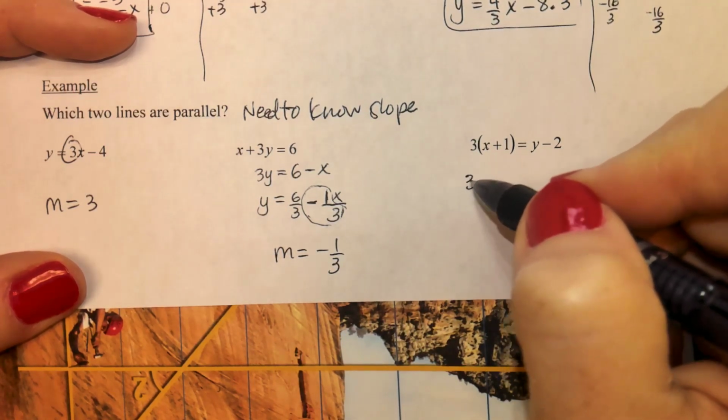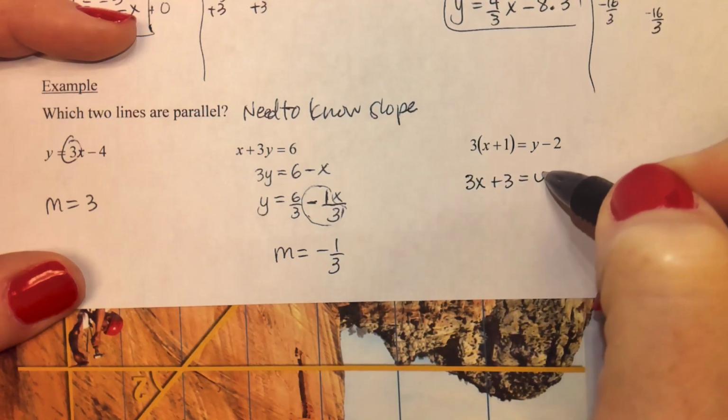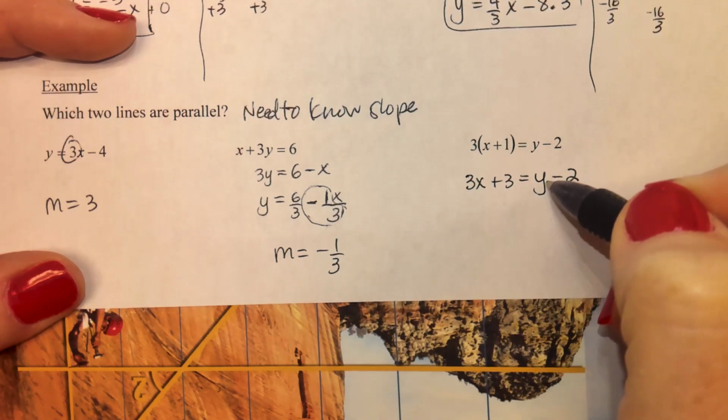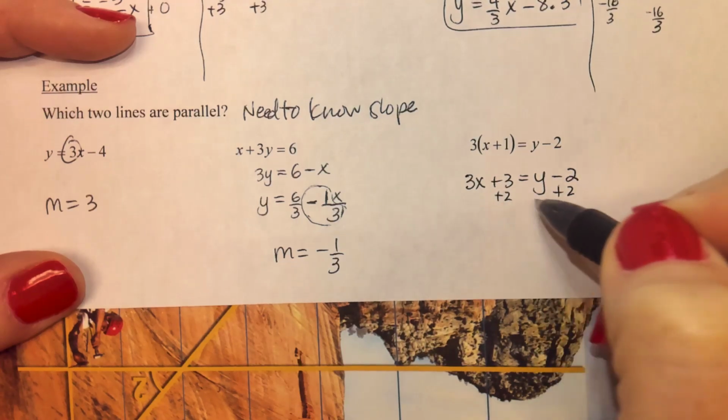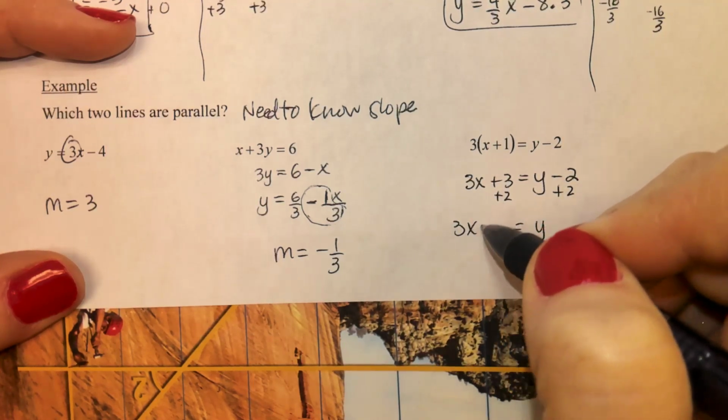Last one, we need to do a little more math. So 3x plus 3, I'll just distribute real quick. And we need it to be y equals, so we're going to get rid of this 2. And I have 3x plus 5.